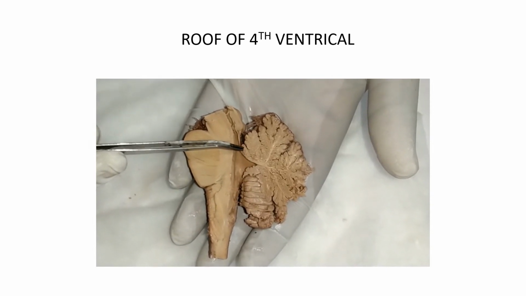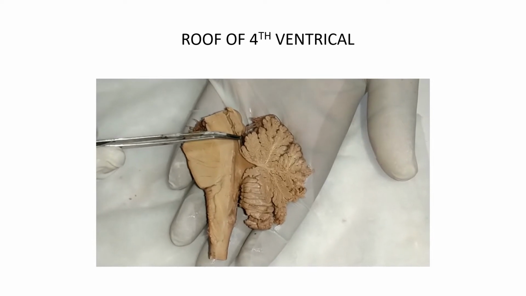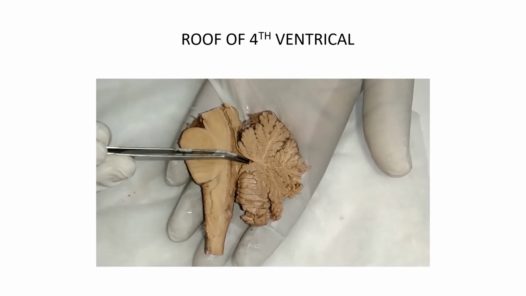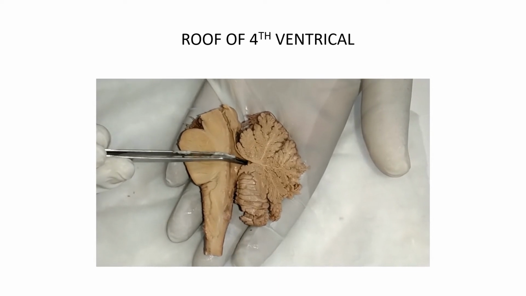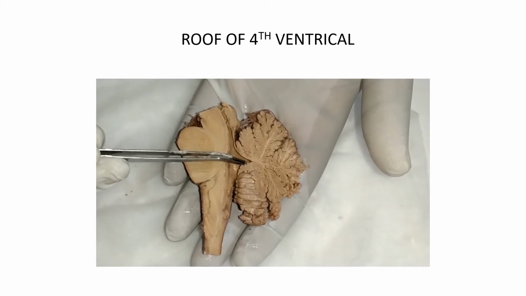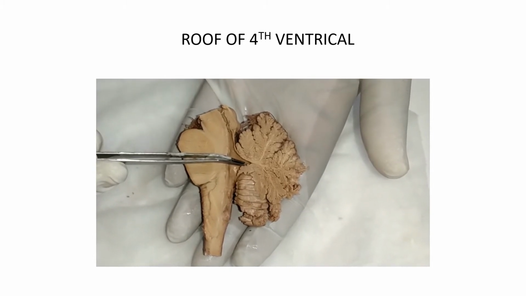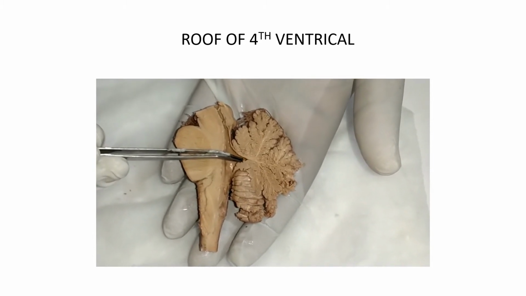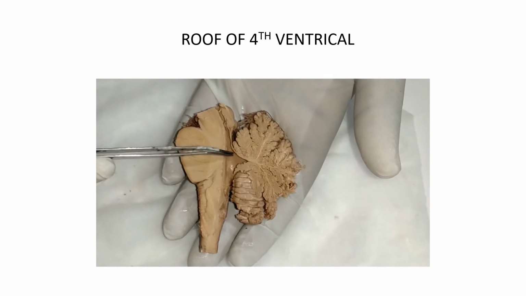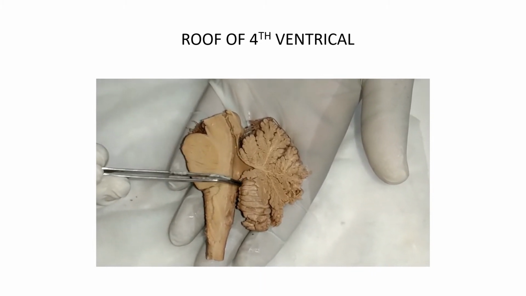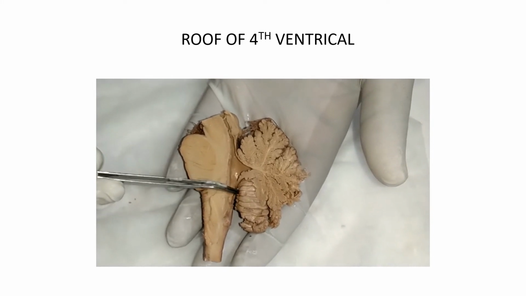The roof is tent shaped. The apex is projected posteriorly, into the core of the white matter of the cerebellum. It has an upper sloping surface and a lower sloping surface. Here you can see this is the lower sloping surface.